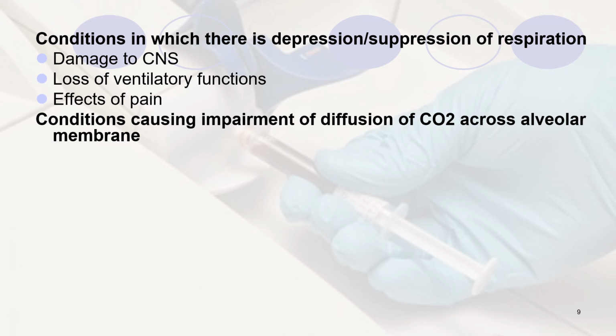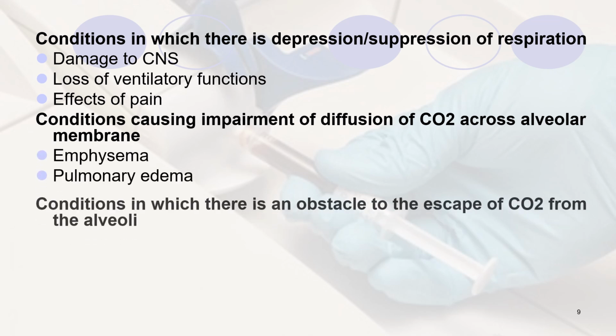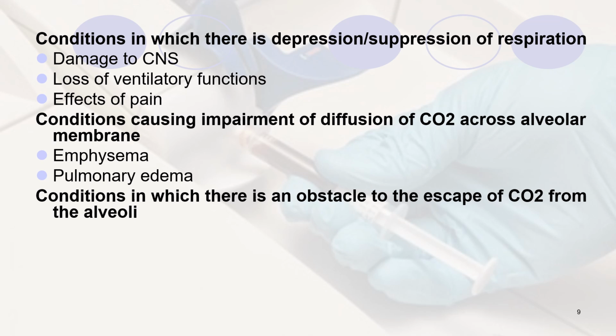That is, conditions that lead to damage to the alveolar membrane, like emphysema and pulmonary edema. Then there are conditions in which there is an obstacle to the escape of carbon dioxide from the alveoli.